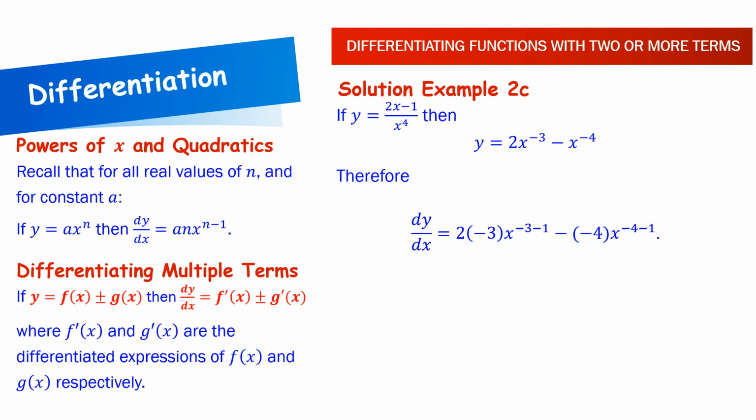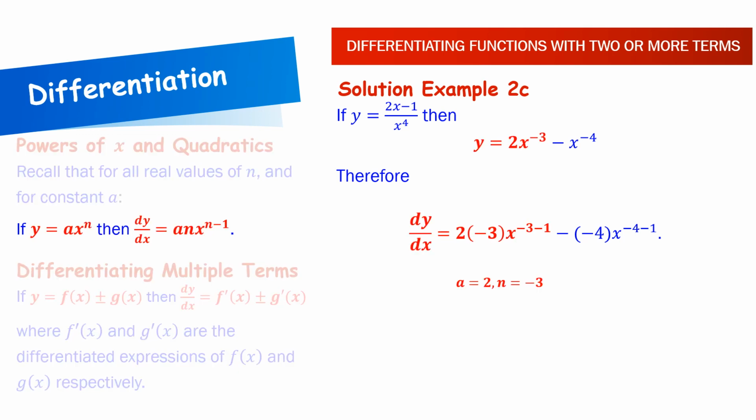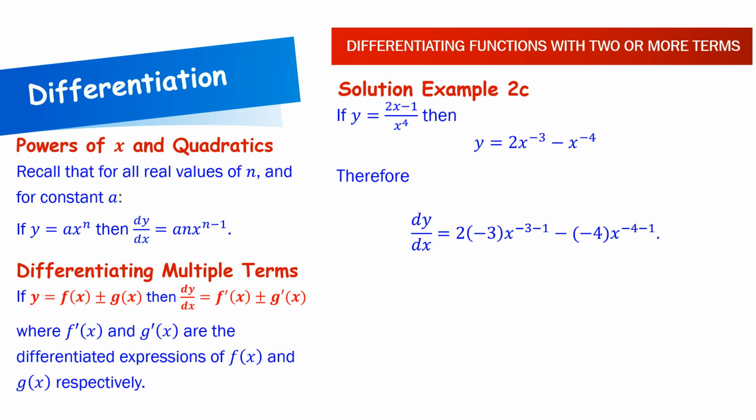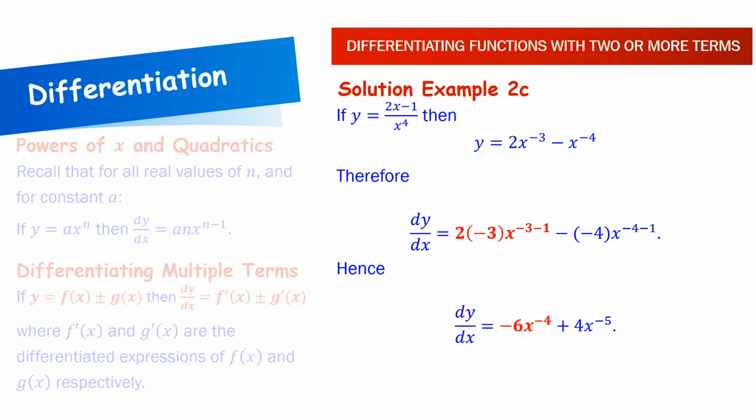So differentiating term by term, if we differentiate 2x to the minus 3 first, then we obtain the expression shown by plugging in a equals 2 and n equals minus 3. And for the second term, minus x to the minus 4, we plug in a equals minus 1 and n equals minus 4, giving us this expression for dy/dx. This simplifies to the form dy/dx equals minus 6x to the minus 4 plus 4x to the minus 5.